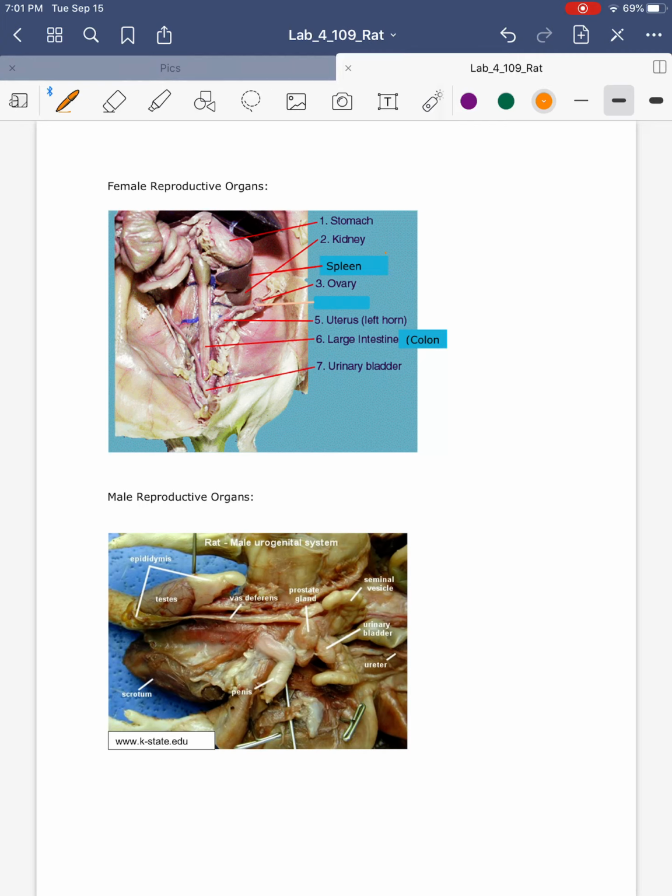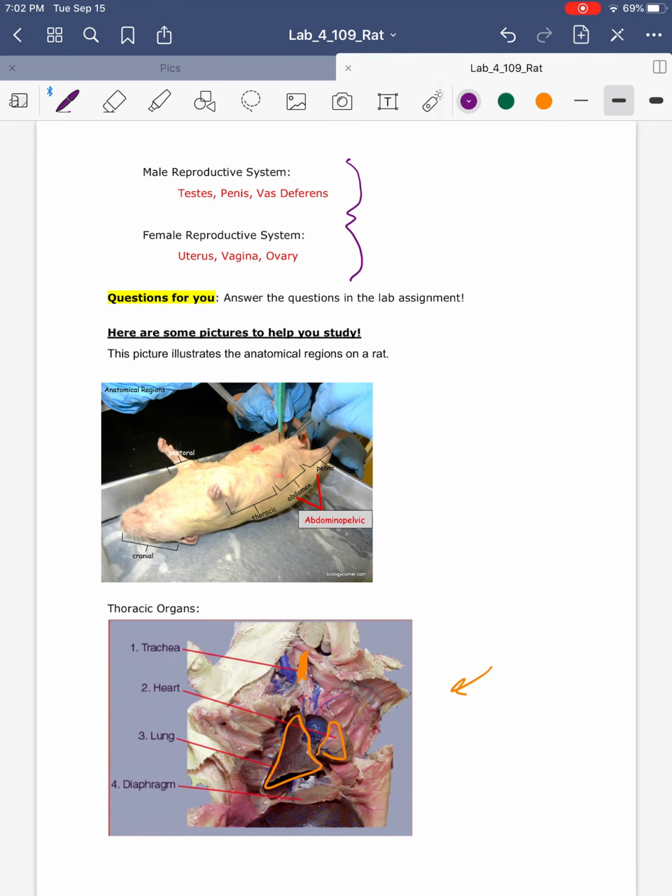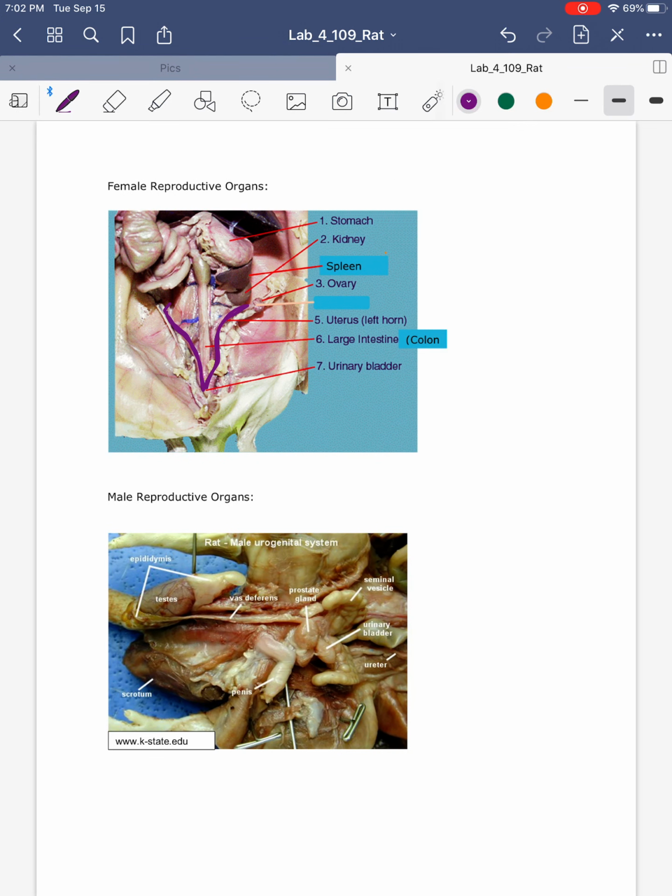For the female reproductive system, you're going to see these 2 little tubes coming down. All right? Each tube is called a fallopian tube or a uterine tube. Let me just check my list. Oh, I don't even have it on there. You don't have to know it. Uterus, vagina, and ovary. Let's talk about it.